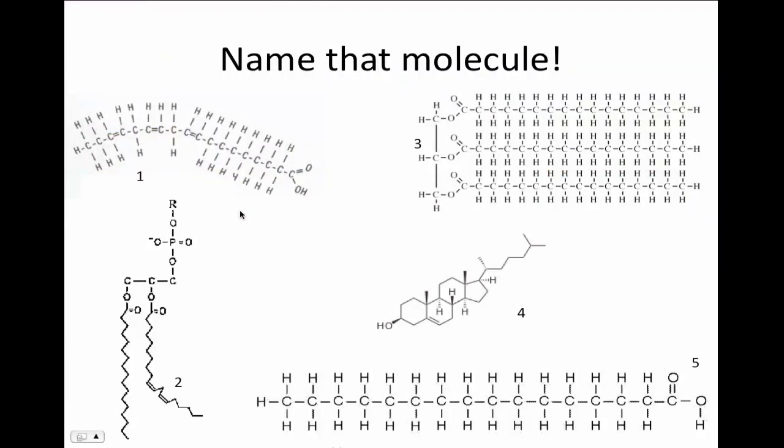Now we're going to play a game called Name That Molecule. Take a second, pause the video, and try to name what each molecule is that I've posted on the screen. All right, now that you've named each molecule, we look at molecule number 1. I can see that it has a lot of double bonds, and also each carbon doesn't have a hydrogen lurking on it, so it is not very saturated with hydrogen. So this is our unsaturated fatty acid. I'm just going to put FA.